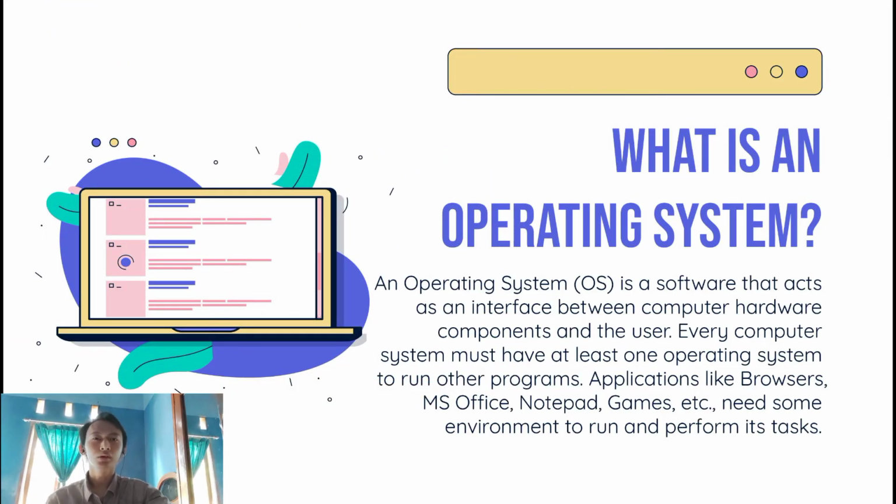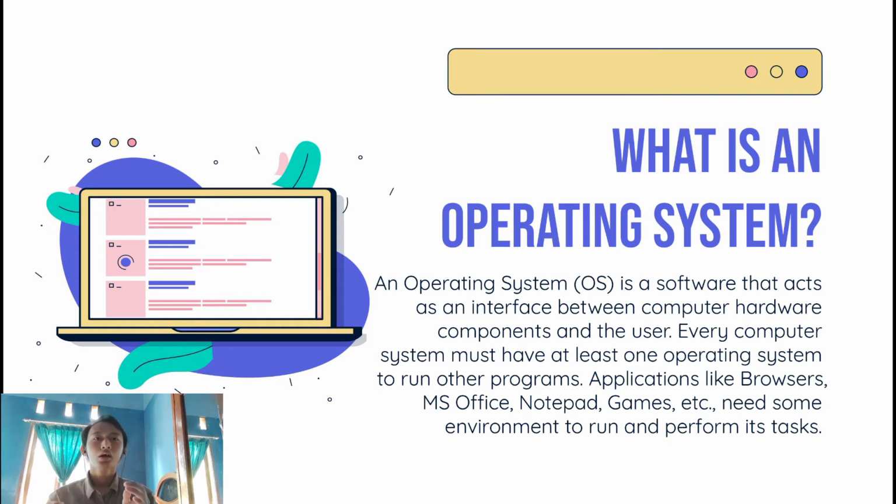We'll explain about what is an operating system. So actually, what is an operating system? We know operating systems like Windows, Android or Linux, but what is it? An operating system, or OS, is software that acts as an interface between computer hardware components and the user. It is software, but what's the difference between an OS and an app like Chrome or Microsoft Office? Those are software as well.